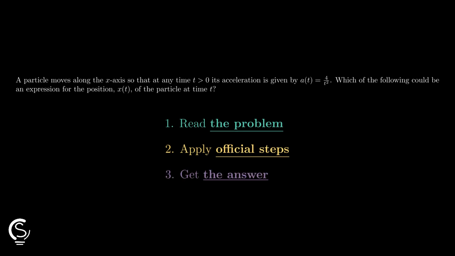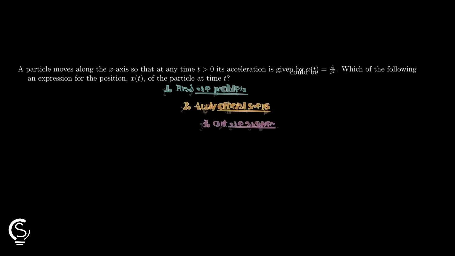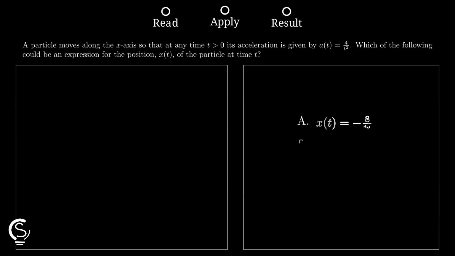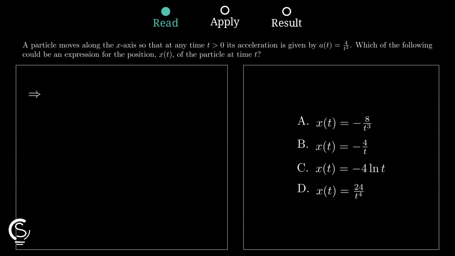I got your back. Acceleration is given as 4 over t squared, and we need the position function. Let's solve this calculus problem quickly by integrating twice right now. First, we integrate the acceleration function to find the velocity. The integral of 4 times t to the negative second power gives us negative 4 over t plus a constant.